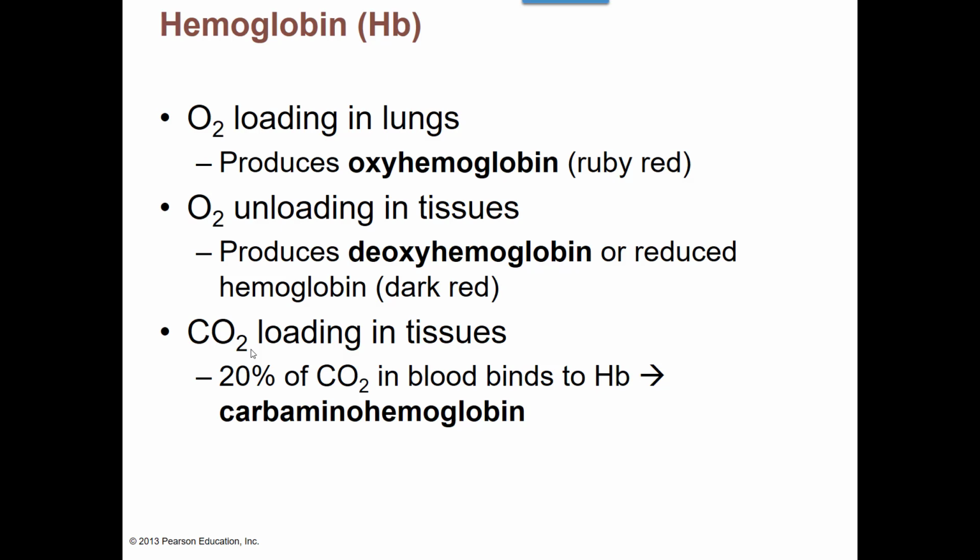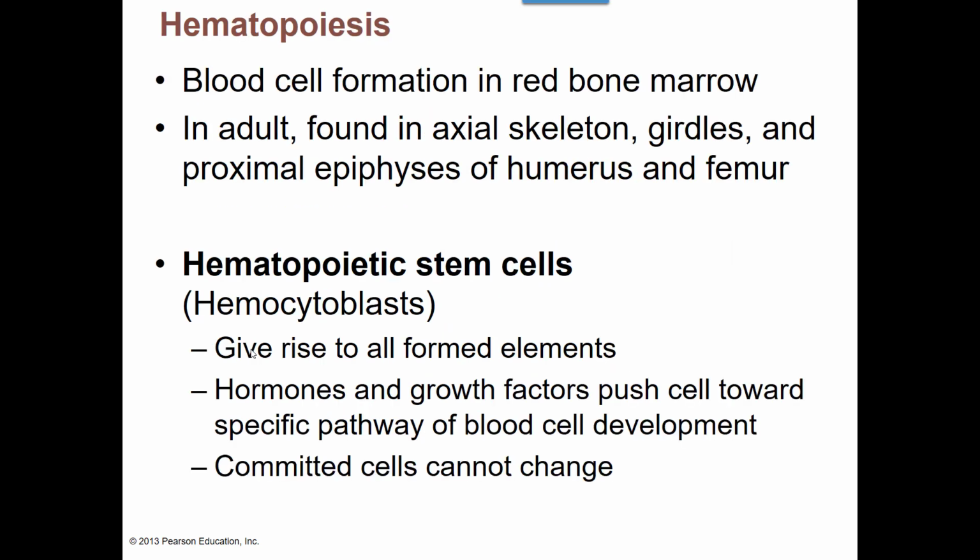Now, we need to make red blood cells because they're not just naturally found there. Our red blood cells are all made in the red bone marrow. In adults, we find the majority of our red bone marrow in our axial skeleton, so kind of down the middle of the body.